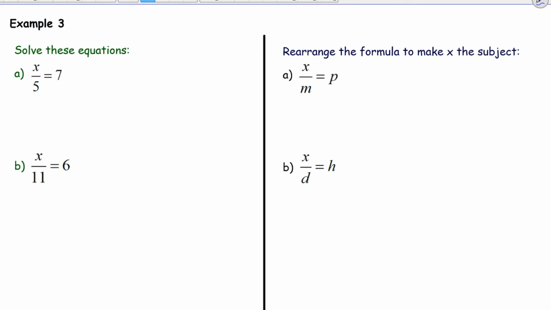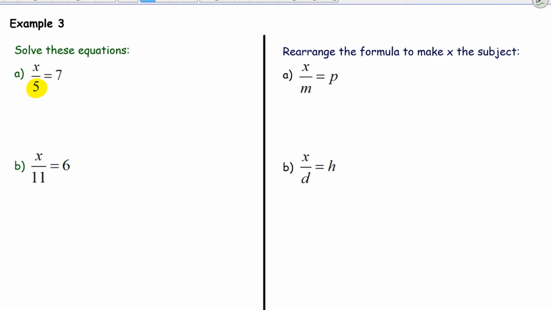Next example, solve these equations. Now, we'll start by solving the equations, and then we'll apply that same process on the second column. So on the left, the first step is we need to get rid of the 5, here.